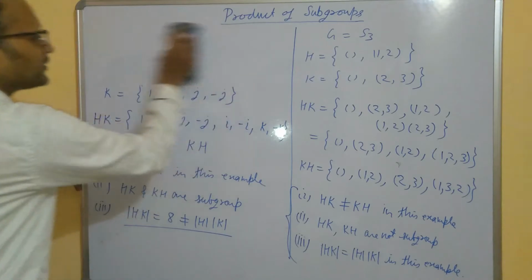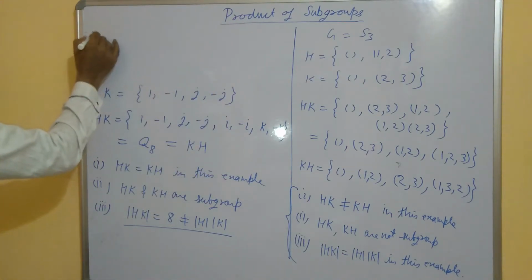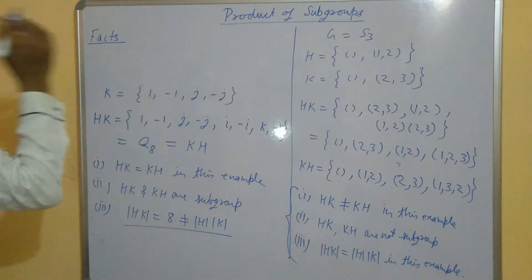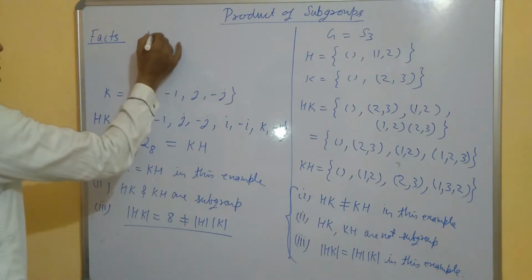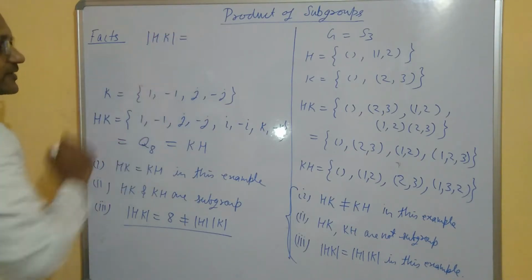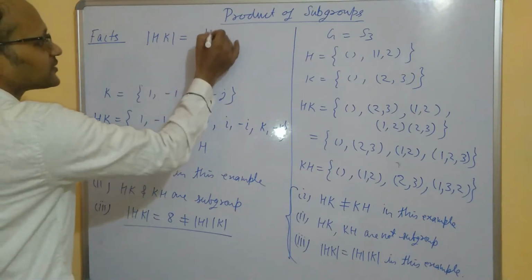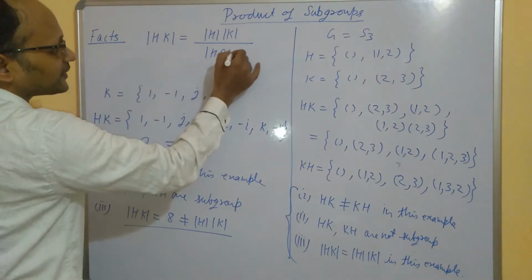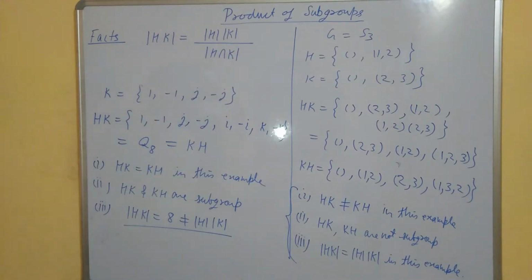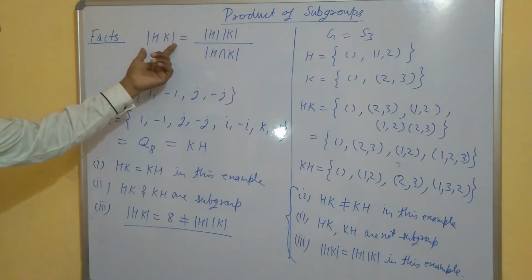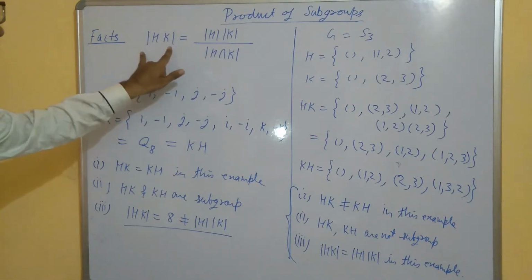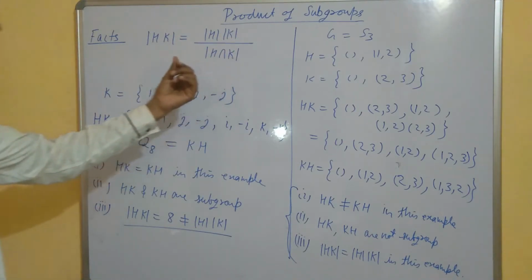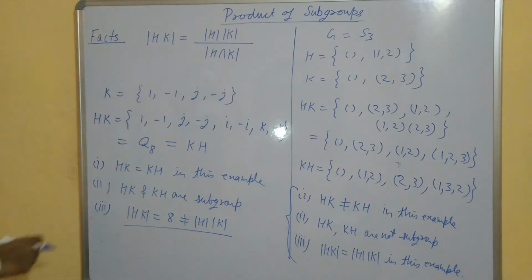So let me write two facts which we will investigate through observations. The fact is that order of HK is always equal to order of H into order of K upon order of H intersection K. One thing you should always keep in mind: for writing this, both must be finite. So for two finite subgroups H and K, order of H into order of K upon order of H intersection K will give you the order of HK.